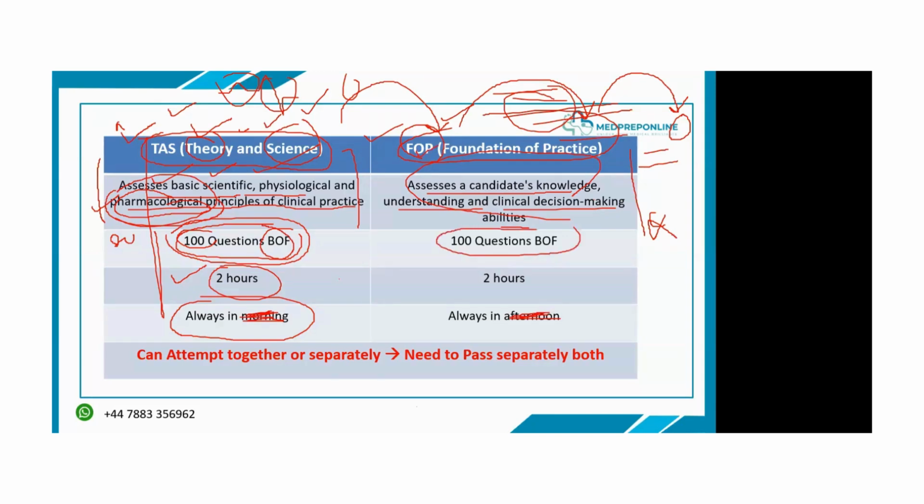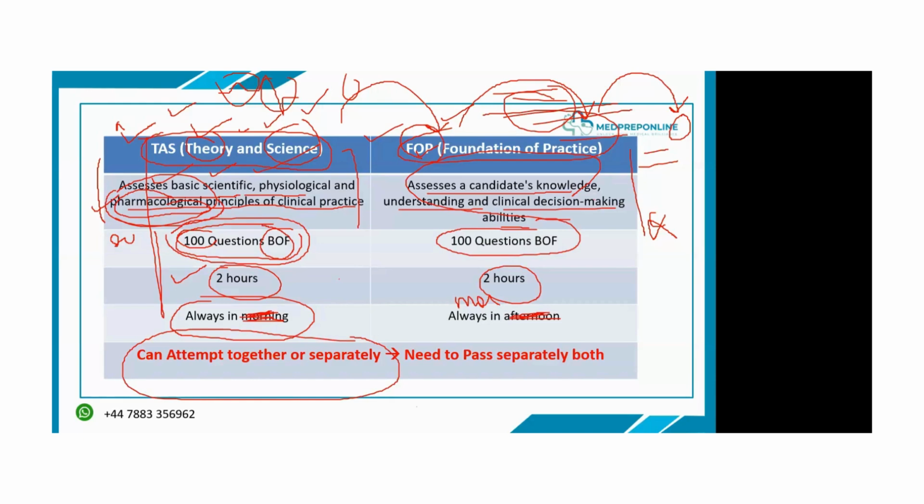It is also going to have 100 questions, best of 5, and the time is again 2 hours for your FOP also. And it is always in the morning. This is the morning paper, and the TAS is the afternoon paper. And the most important question that people ask is whether we can attempt them together or attempt them separately.